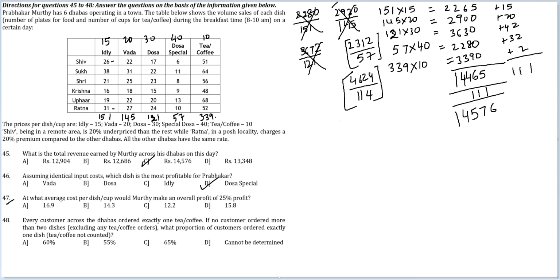Let's get to question 47. At what average cost per dish or cup would Murthy make an overall profit of 25%? This is the revenue that he's getting, 14576. So the cost, if he's making a profit of 25%, should be 14576 into 4 by 5. His overall cost should be this, but this is not the per cup or dish cost. For that, I would have to add up these numbers also. Let me add them up. I get 151 plus 145.